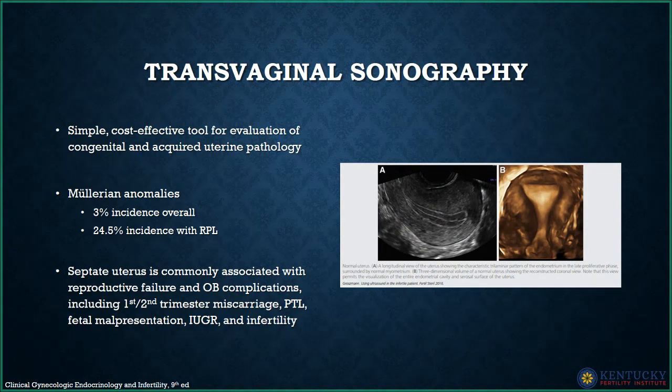This is a good way to look for Mullerian abnormalities. And so there's a 3% incidence of Mullerian anomalies overall. We do see higher incidences of that, particularly with recurrent pregnancy loss. Most common issue there being septate uterus, which is associated with a number of obstetric complications.